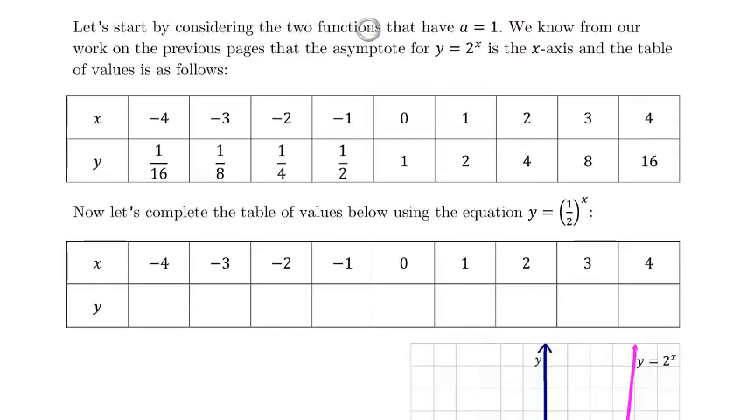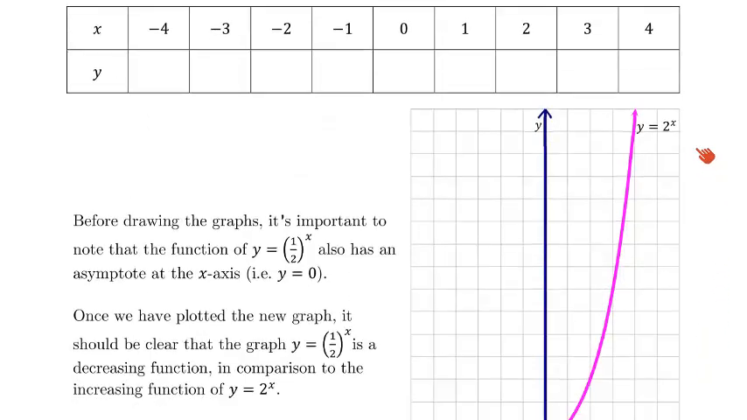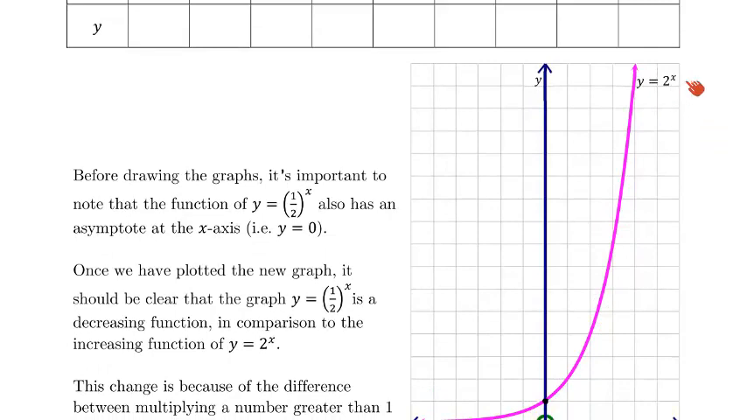Let's start by considering the two functions that have a equal to 1, a positive value for a. So we should expect these graphs to be above the asymptote and they'll point upwards. We know from our work on the previous pages that the asymptote for y equals 2 to the x is the x-axis, and the table of values is as follows. This is well established by now, guys. Asymptote, x-axis, in other words, y equals 0. It was y equals 0 that made this equation a false statement. Hence, that was our asymptote over there. And there are all our y values for the x values. And in fact, here is y equals 2 to the x plotted on the Cartesian plane already.